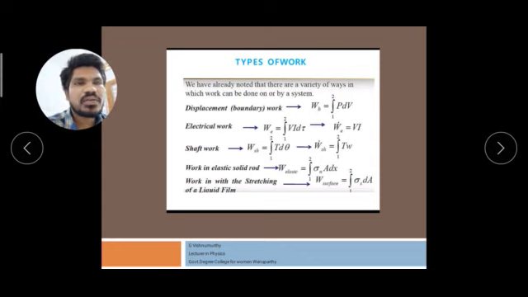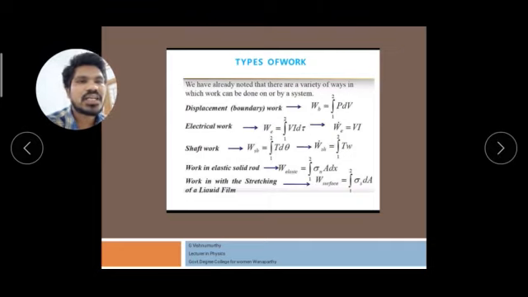The first one is the displacement or boundary work, denoted by W suffix B, equals the integral from 1 to 2 of P dV. Here 1 is the initial state and 2 is the final state. So the displacement work is W_B equals integral 1 to 2 of P dV. Here P dV is known as the work, done from state 1 to state 2. That is the displacement work.